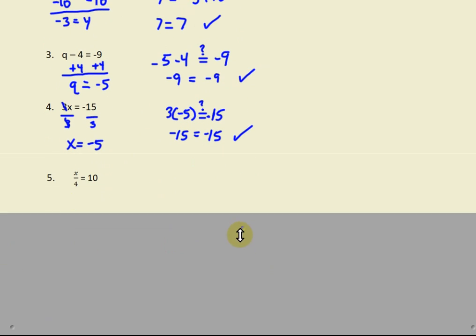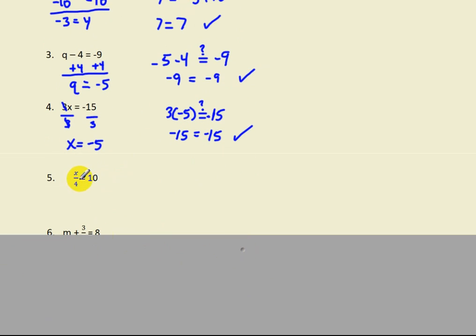Number 5, x over 4 is equal to 10. Remember, the fraction bar shows division. So we're going to undo the division by multiplying. So 4 times x over 4, we have to also multiply the right-hand side by 4. If you want, you can write this as 4 over 1. Either way, the 4's cancel. We're going to get x by itself, or x over 1, which is equivalent to x. So x equals 10 times 4, or 40.